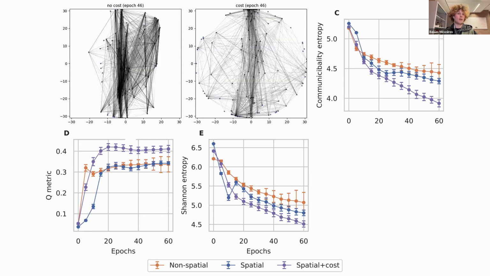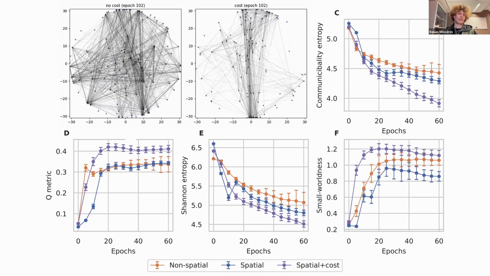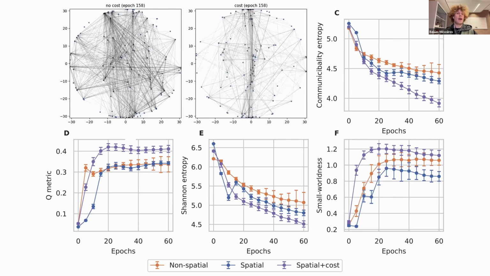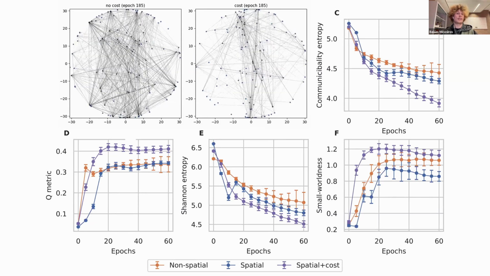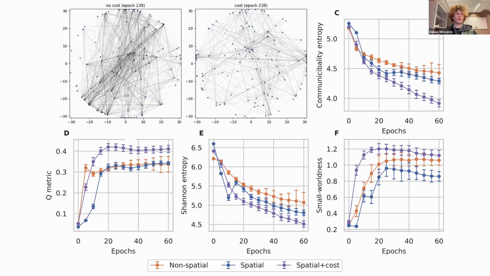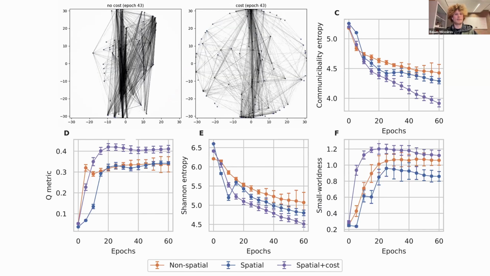And finally, we also looked at small worldness, where again we see that introducing the cost term achieves a higher small worldness. But interestingly here, if we don't have the cost term, the spatial network achieves a lower small worldness metric than the network that has nothing to do with space.